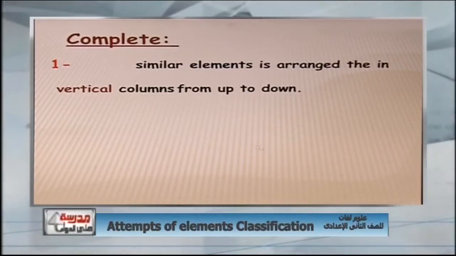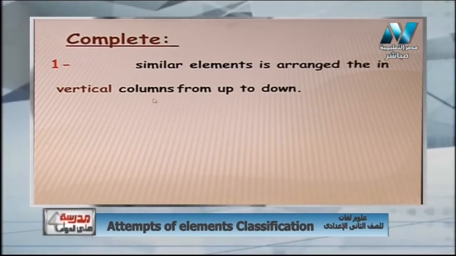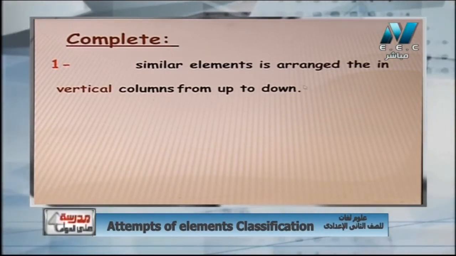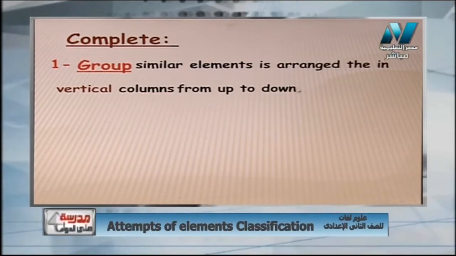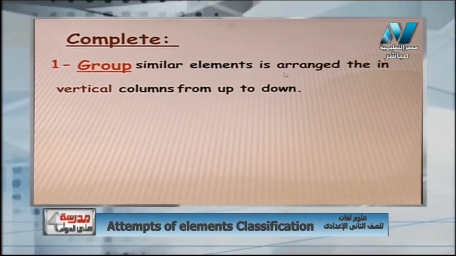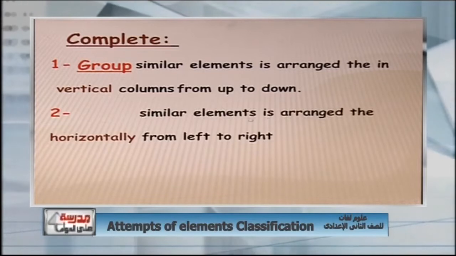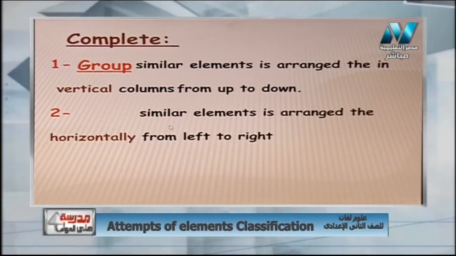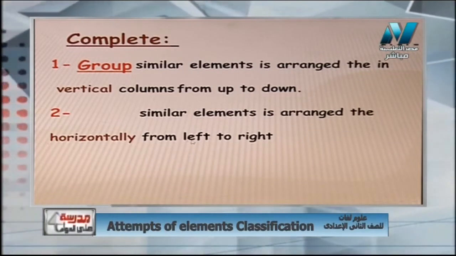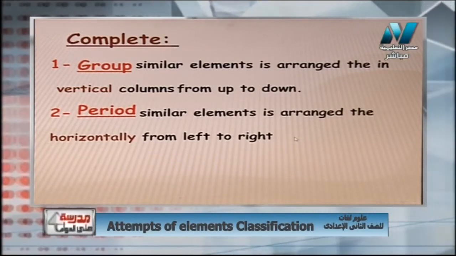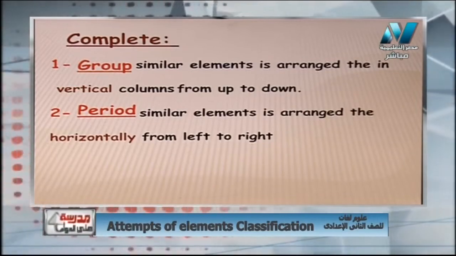Similar elements are arranged vertically, in a column from up to down. We call it a group. So the group here is the elements which are vertical, from up to down. Next, similar elements are arranged horizontally from left to right. And we call this a period. So the group is the elements arranged from up to down, and the period is the elements arranged from left to right.